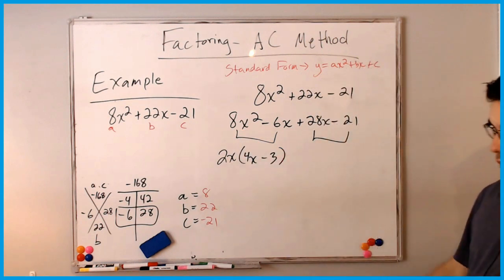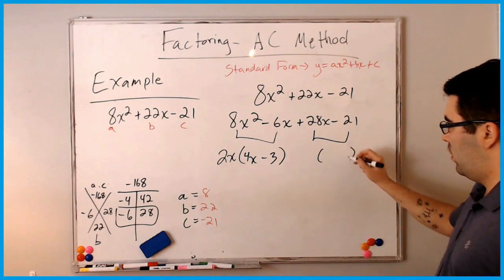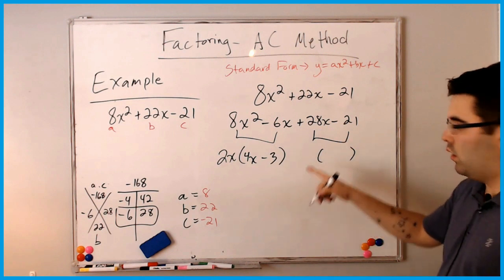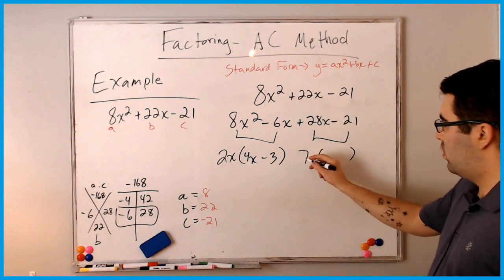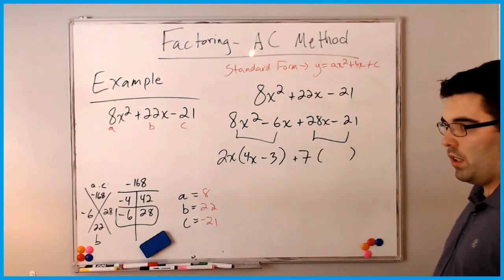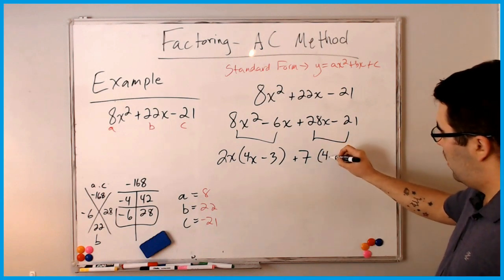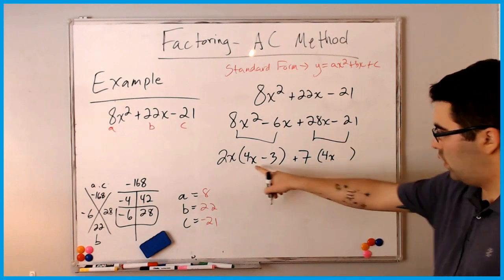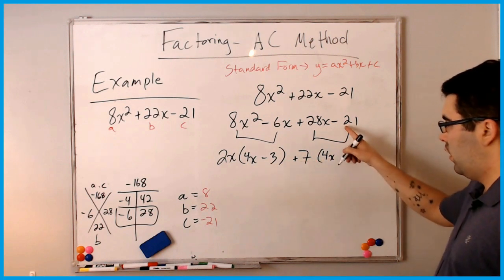And remember, if we did this correctly, then whatever shows up in parentheses under this part should match. 28 and 21, what do they have in common? 7. That's a positive 28, so I'm pretty sure it's just going to be a plus 7. 7 times what is 28? 4x. Again, it should match. All right, so then this should be minus 3. 7 times minus 3 is minus 21.